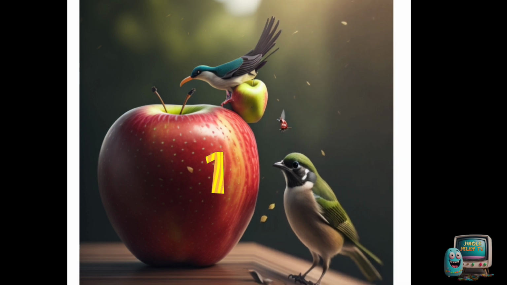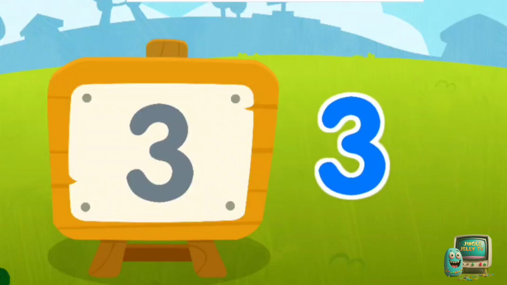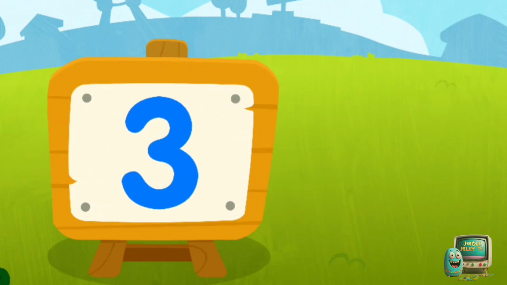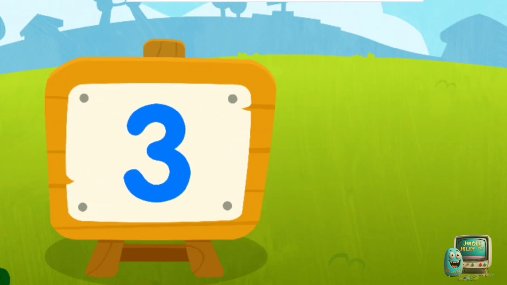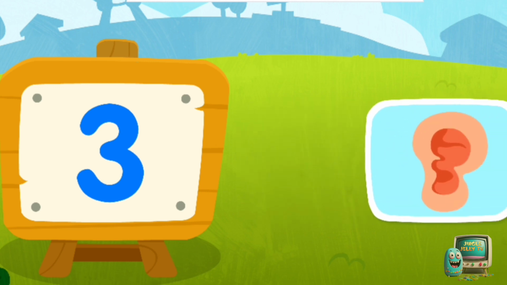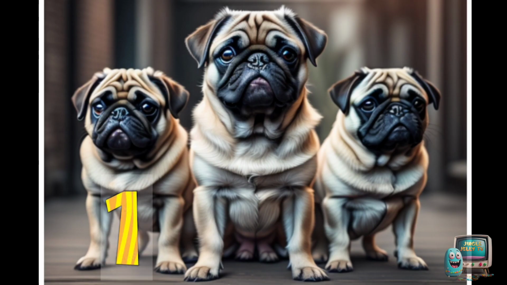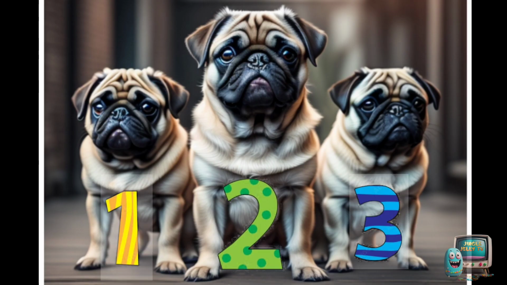How many apples are there? Yes, 1 and 2. This is number 3. The 3 is similar with which number? Yes, you find it out. Very good. Tell me how many pugs you can see in the picture. Write the answer in the comment box.